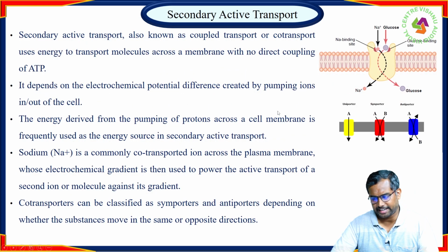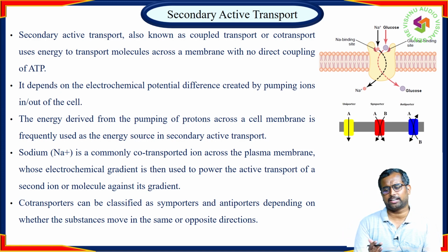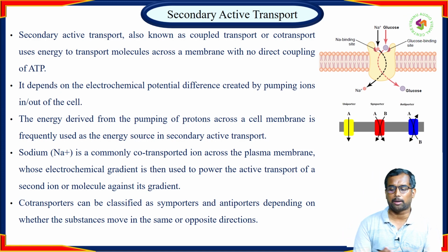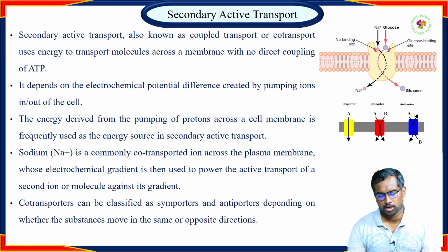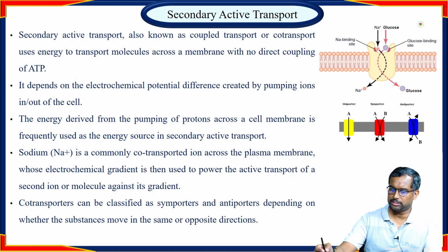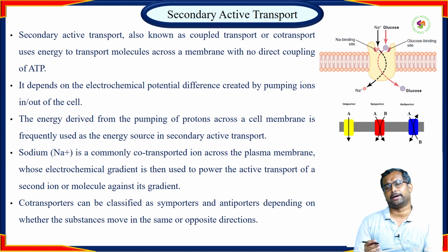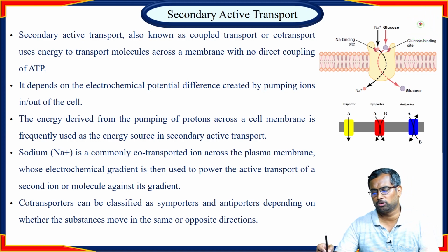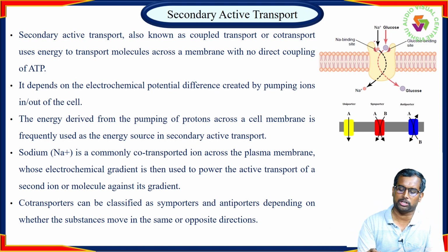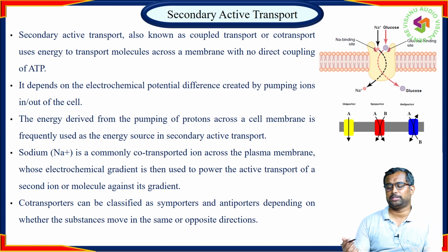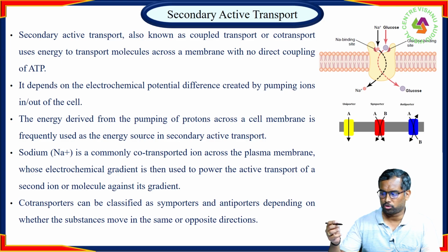Next, coming to secondary active transport. Secondary active transport is also called coupled transport or co-transport, because it uses energy to transport molecules across the membrane without directly combining with ATP, or the energy requirement in the form of an ATP molecule. In this case, the main focus is on the electrochemical potential difference that is created by pumping ions in and out of the cell.